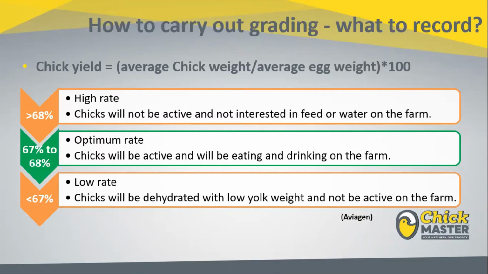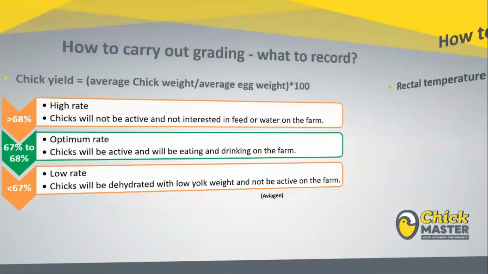We will have, in this case, active chicks that will be eating and drinking in the farm. If the chick yield is lower, chicks will be dehydrated with low yolk weight and not be active in the farm. And if the chick yield is higher than the optimum, chicks will not be active and not interested in feed or water in the farm.